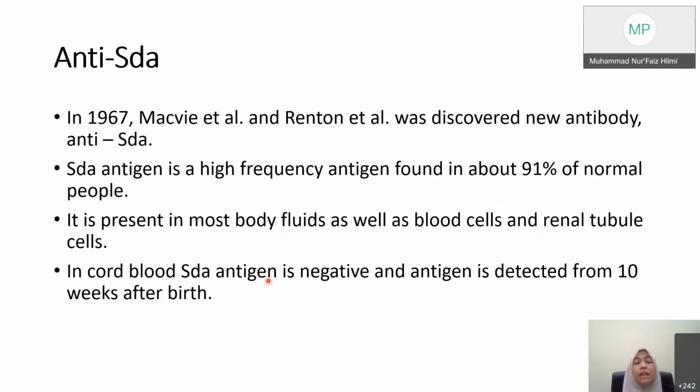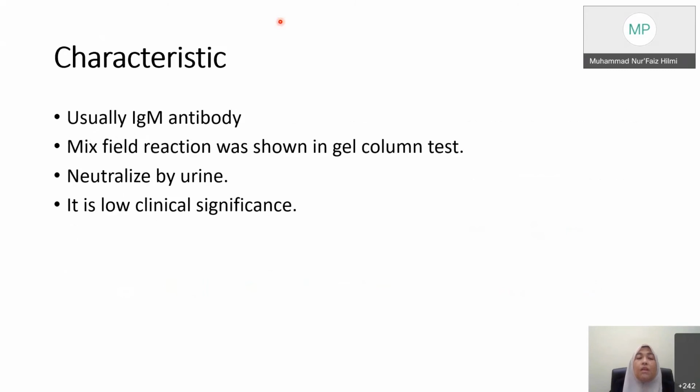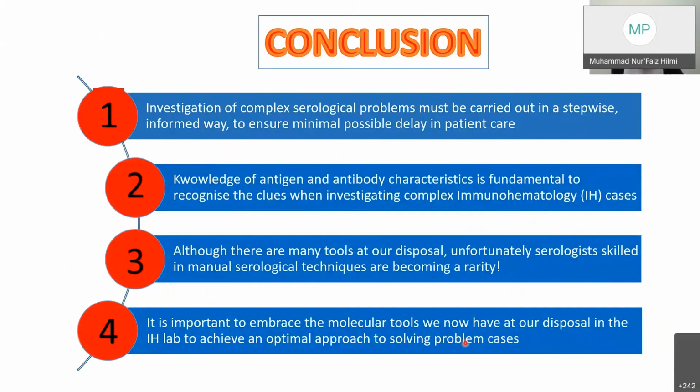In cord blood, SDA antigen is negative, and the antigen is detected from 10 weeks after birth. So the characteristic of this antibody is that it's usually an IgM antibody and can give a mixed-field reaction, as shown in the gel column test. We found the same, neutralized by urine, and it is a low clinical significance antibody.